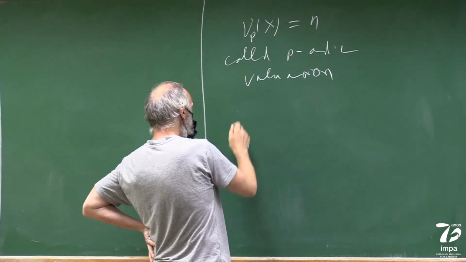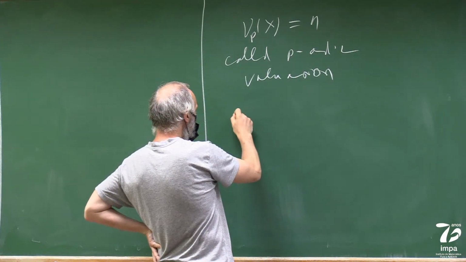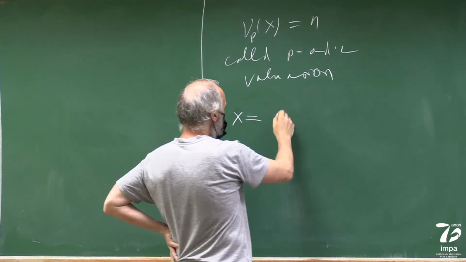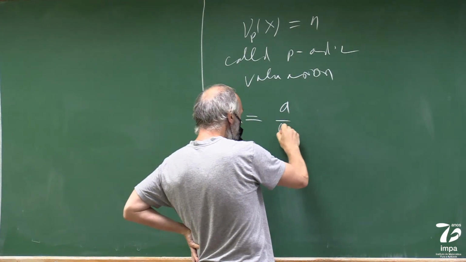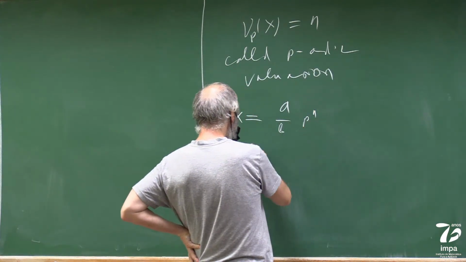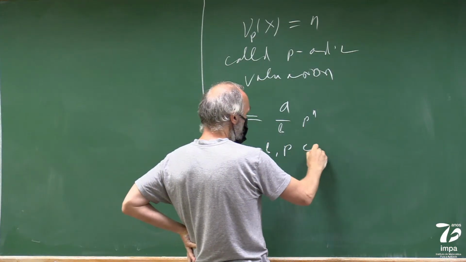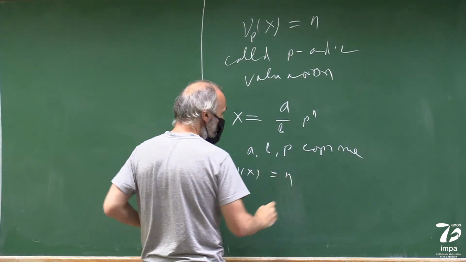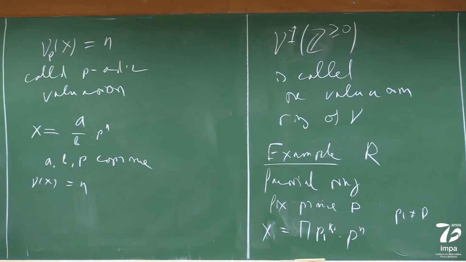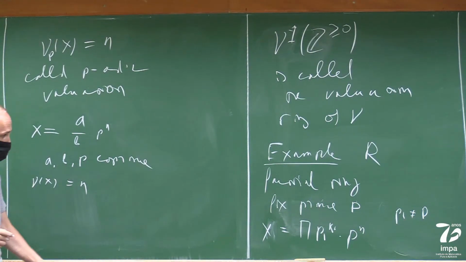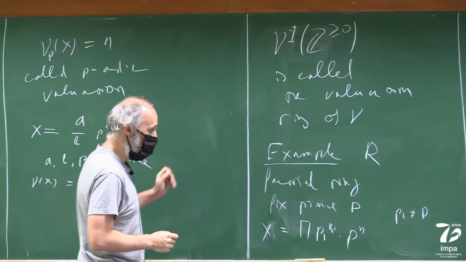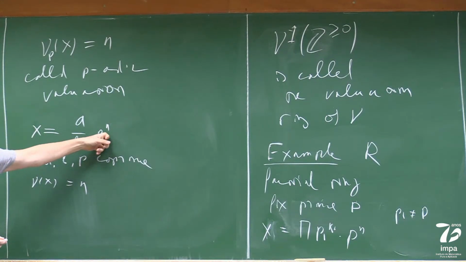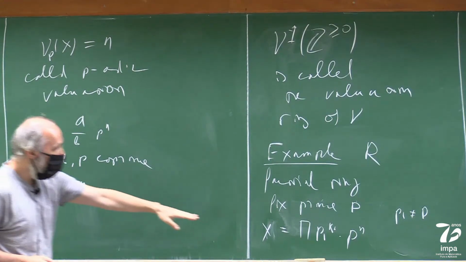So if you have, for instance, x equal to a over b times p to the power n, where a and b are coprime to p, then nu of x is n. I just rewrote this in different terms. What does n mean? This is n.